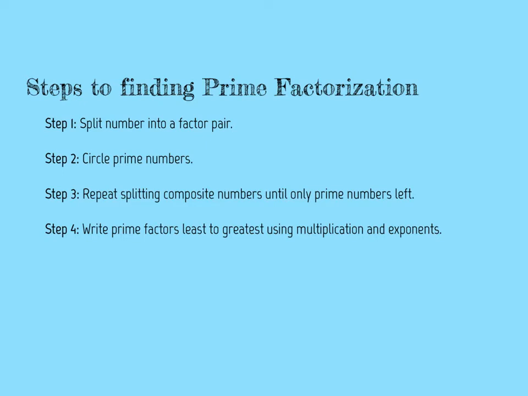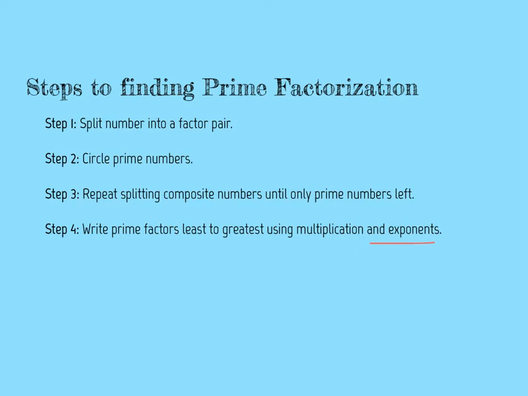It's kind of like one of those if this, then that sort of things. If it's a prime number, you circle it. If it's a composite number, you keep splitting it. And then you keep going until you have only prime numbers. And then you're going to write those prime factors, least to greatest, using multiplication and exponents. Now, this exponents part's kind of optional. I like to teach you it with exponents.